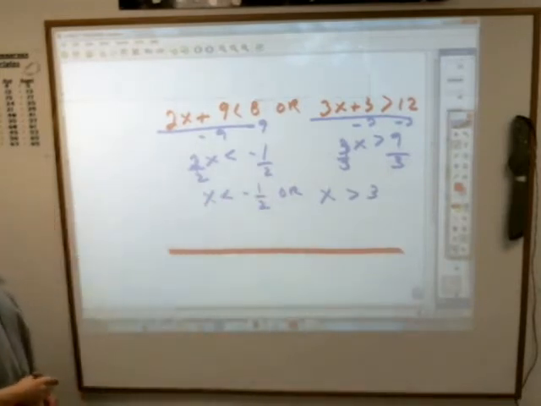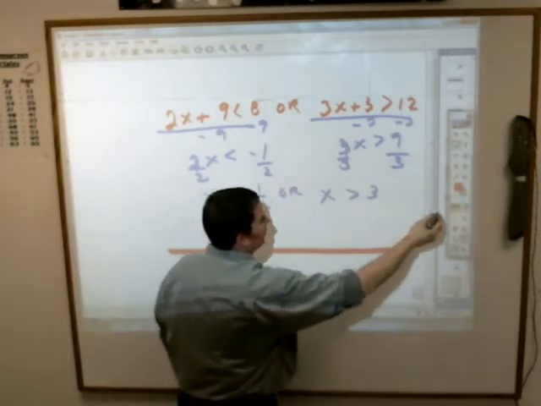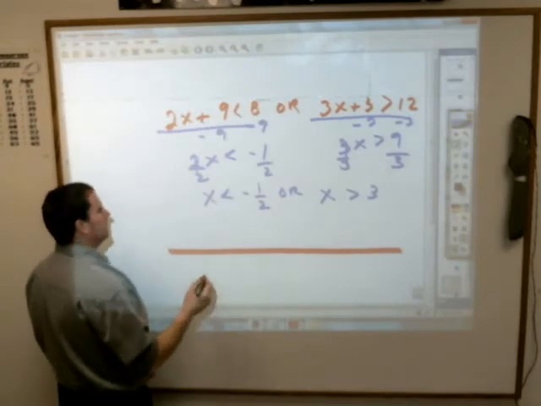So then it's just a matter of graphing. And graphing would look like this. Again, it's an or problem, so they're going to shoot off in opposite directions. x is less than -1/2.